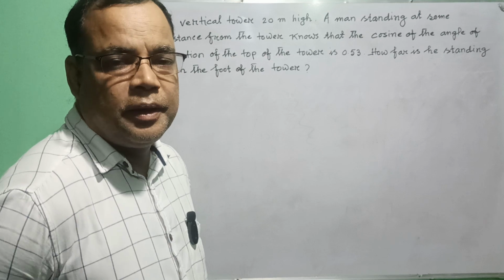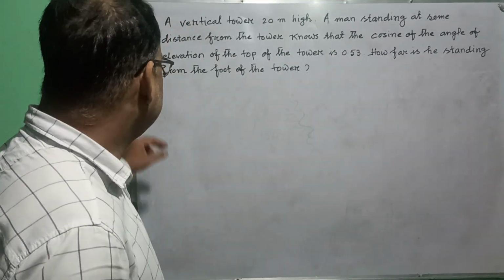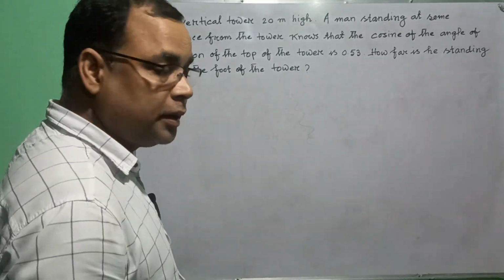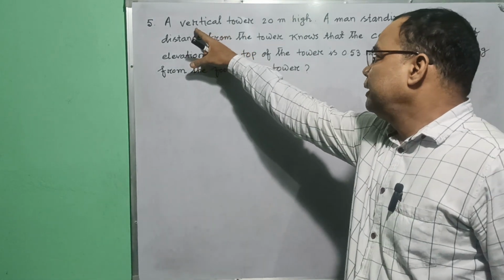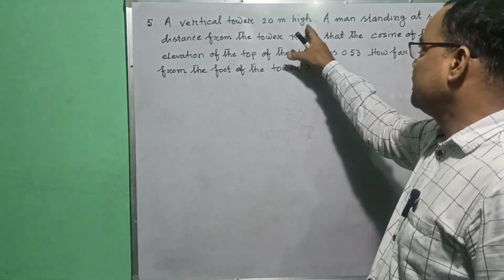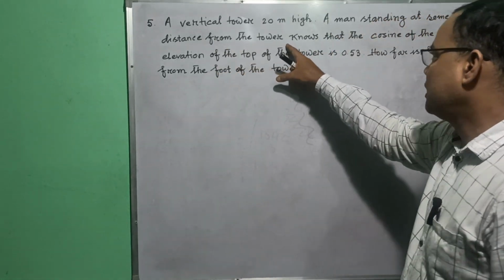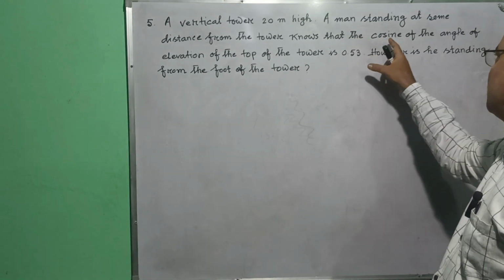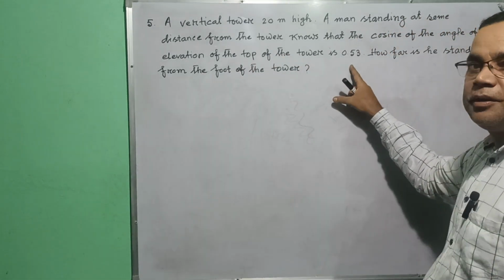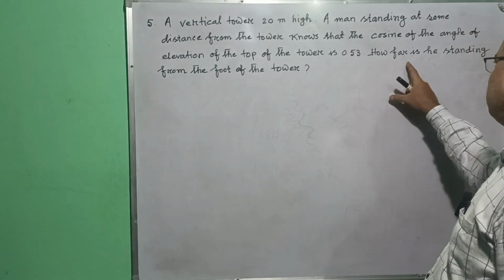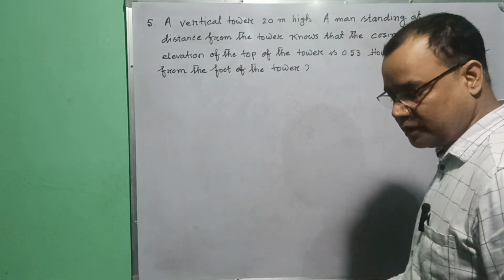Dear student, today we will practice some more examples from height and distance, and we will start from example number 5. In example number 5, the question says: a vertical tower is 20 meter high, and a man standing at some distance from the tower knows that the cosine of the angle of elevation of the top of the tower is 0.53. How far is he standing from the foot of the tower?